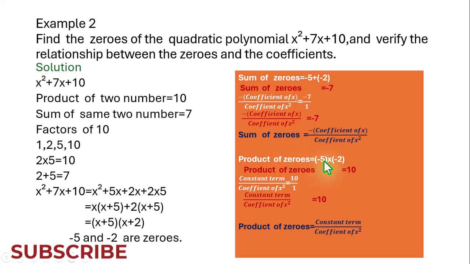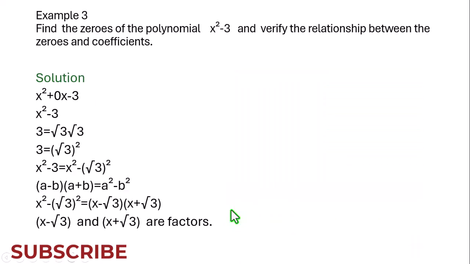Then the product of zeros, minus 5 into minus 2, is equal to 10. Then constant term upon coefficient of x square: 10 upon 1, that is 10. Here the product of zeros is 10, and constant term upon coefficient of x square is also 10. Right hand side equal, then left hand side also equal. So the product of zeros is equal to constant term upon coefficient of x square.